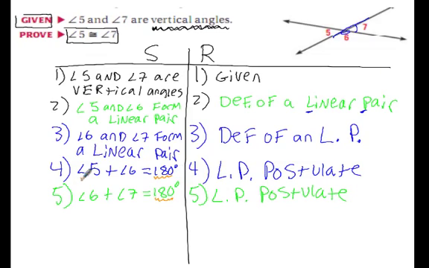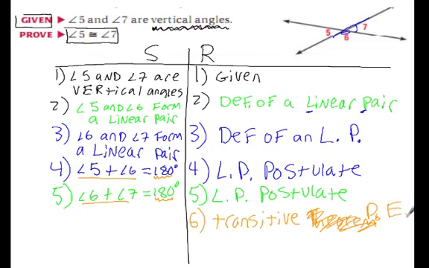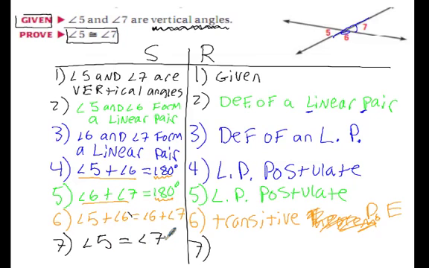Well, do you notice it? Do you see it? It's transitive. We know that they both equal 180s, therefore angle 5 plus angle 6 is going to equal angle 6 plus angle 7. So there we go. And now do you notice that we have a 6 on both sides of the equation? Looks like we can subtract out a 6 from both sides. So we're going to get angle 5 equals angle 7 because of the subtraction POE.